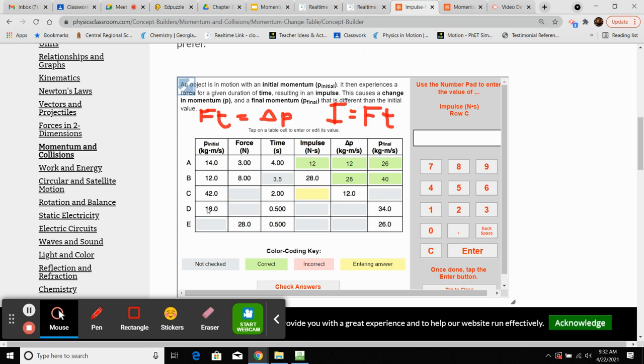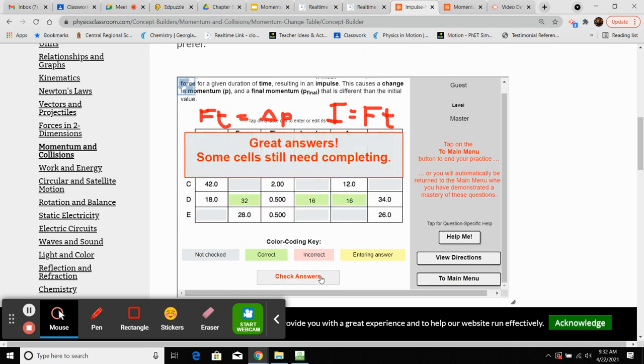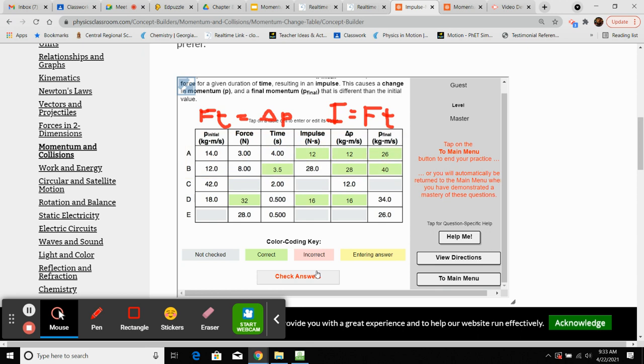Good. So 34 minus 18, final minus initial, tells me how much I changed my momentum. So what is that number? 16. Okay, so I change it by 16, right, that's my change of momentum. Impulse is equal to change of momentum. So the impulse is then 16. And 16 divided by 0.5 will give me the force. So 16 divided by 0.5, 32. Hot dog.